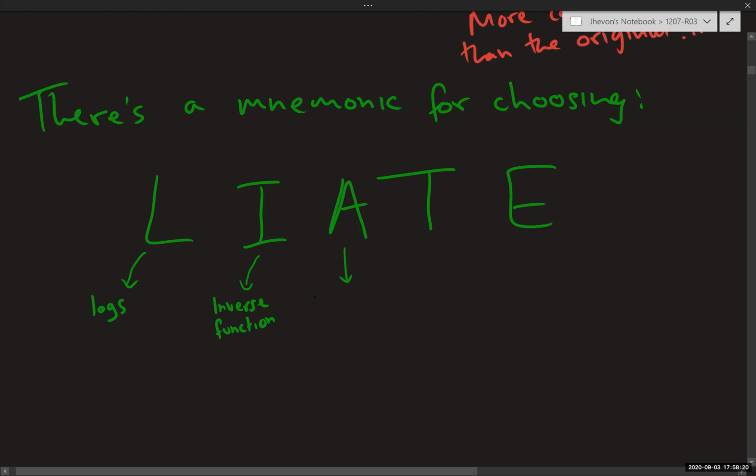A, now this is the weird one. It stands for algebraic, which is a misnomer. Algebraic isn't the right word, but what they mean by this is polynomials. T stands for trig functions. And E stands for exponential functions.